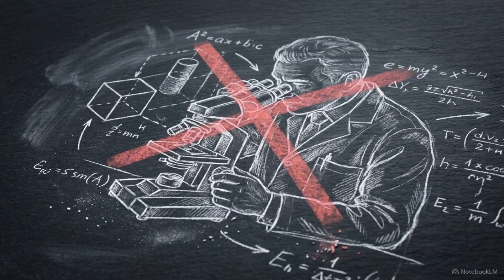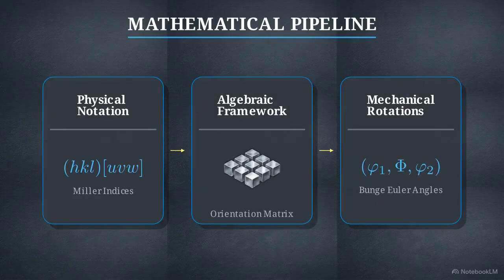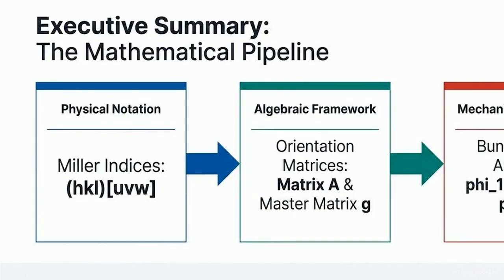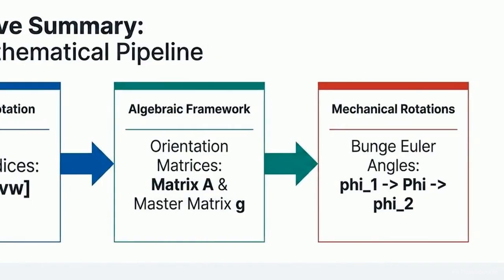Engineers cannot rely on direct observation alone. They must bridge the scale gap by building a rigorous, three-stage mathematical pipeline. This diagram illustrates that pipeline. The first stage requires translating physical surface observations, specifically the Miller indices of a crystal plane, into an algebraic framework. The final stage takes that algebra and converts it into a sequence of mechanical rotations, codified as Bunge-Euler angles.